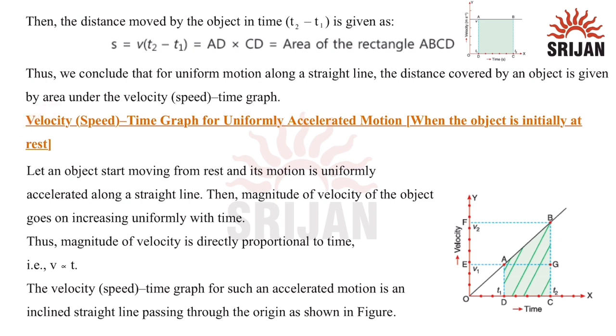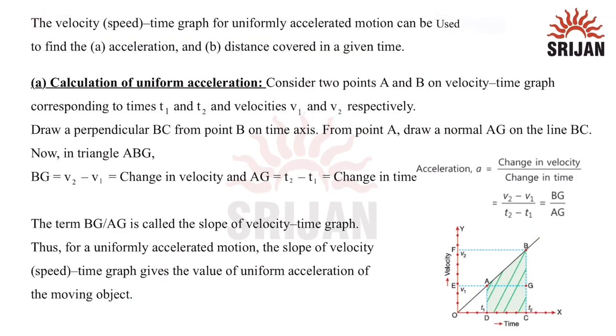Now, velocity time graph for uniformly accelerated motion when the object is initially at rest. So initially, if the object starts moving from rest and its motion is uniformly accelerated along a straight line, then the magnitude of velocity of the object goes on increasing uniformly with time. Thus, we can say that magnitude of velocity is directly proportional to the time. Now, the velocity or speed time graph for such an accelerated motion is an inclined straight line passing through the origin. The velocity or speed time graph for uniformly accelerated motion can be used to find acceleration and the distance covered in a given time.